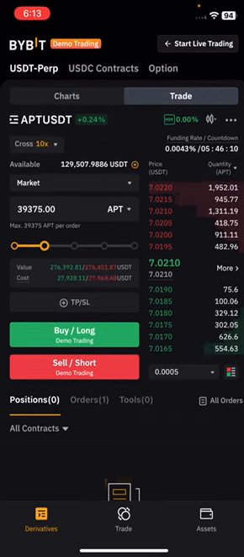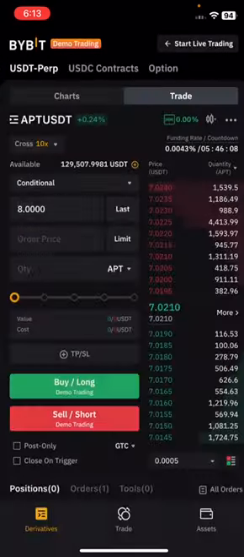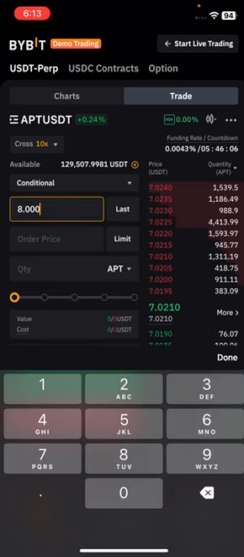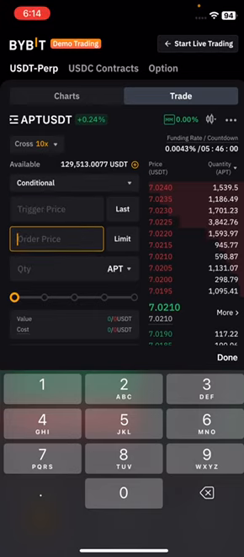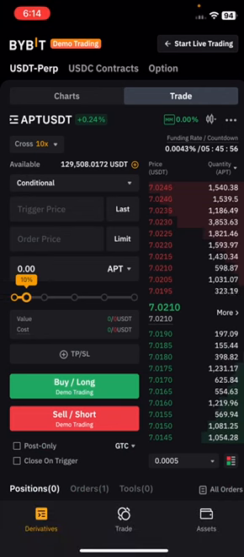So you come in, you enter, it said conditional limit order. Yes, you put in the entry price here. So you enter the entry price here, then come down here, enter the entry price again, then set the amount of money you want to use to trade.